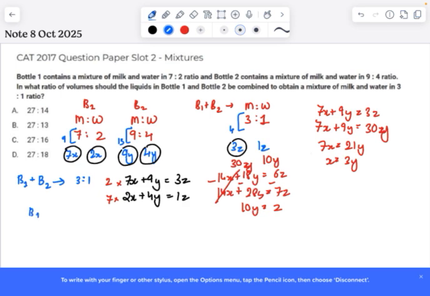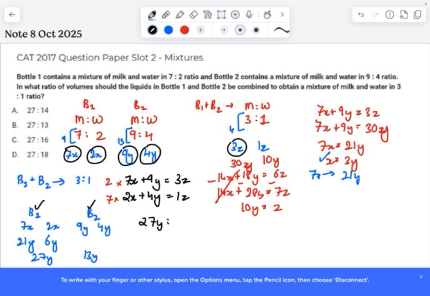So in bottle 1 it was 7x and 2x. What is the value of x? x is nothing but 3y. So 7x would be 21y, and 2x would be 6y, and the total would be 27y. And bottle 2 was 9y and 4y, so 9y and 4y gives us 13y. So what is the ratio of bottle 1 and bottle 2? That is 27y is to 13y, or I can write this as 27 is to 13. So this is the answer for this question, that is option B.